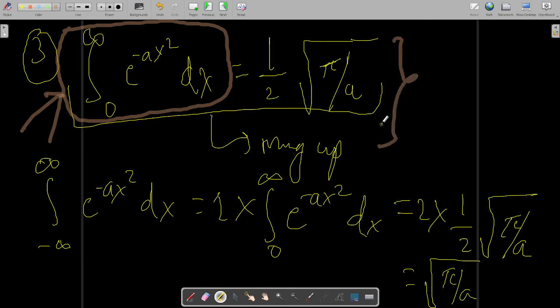If you do not mug up this result, if it is not at your fingertips, then surely you are going to fail this exam. Because in the 3 hours you cannot perform this integration, put the limits and do all those things. It is very difficult. So remember this.